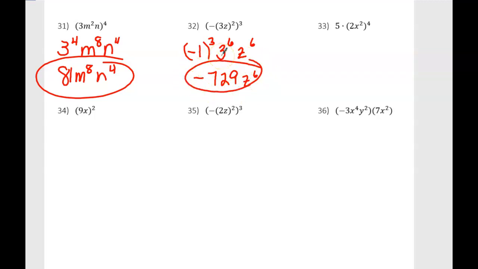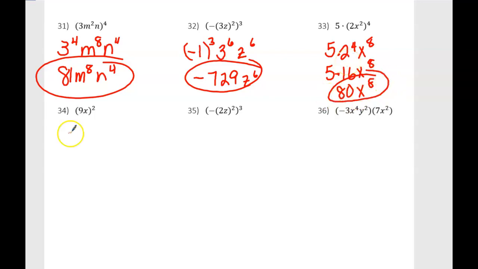All right, number 33, when we multiply this out, we've got 5, and it's going to be times 2 to the 4th, x to the 8th. Whoops, there's a times there. 2 to the 4th is 16, so 5 times 16, x to the 8th. It's a times. This is going to be 80, x to the 8th. All right, 34, this would be 9 squared x squared, or 81x squared.